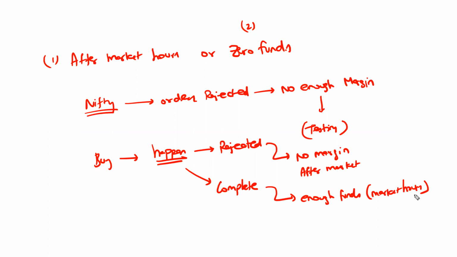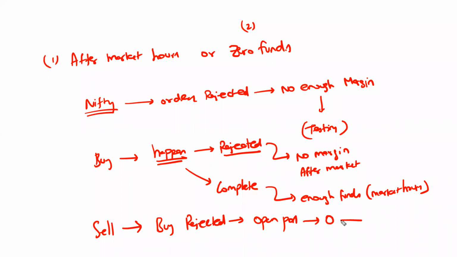So what will happen if you have funds and you are testing after market hours? Still, it will go to rejected state because the market is closed. And then finally, we have the sell signal. Sell signal, you know, right? If your buy order is rejected, then your open position is zero, right? So if the open position is zero, then nothing will happen. Nothing will happen.